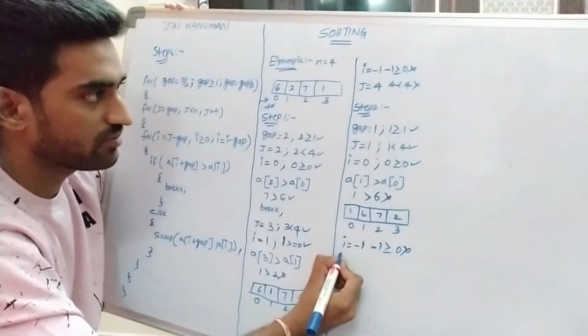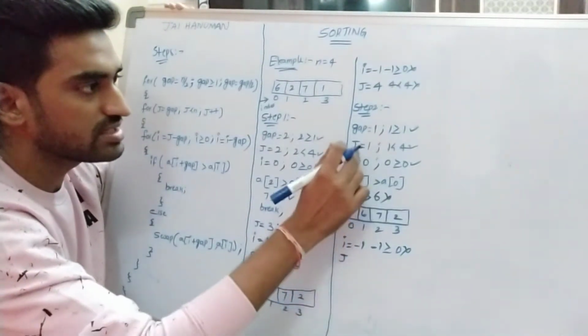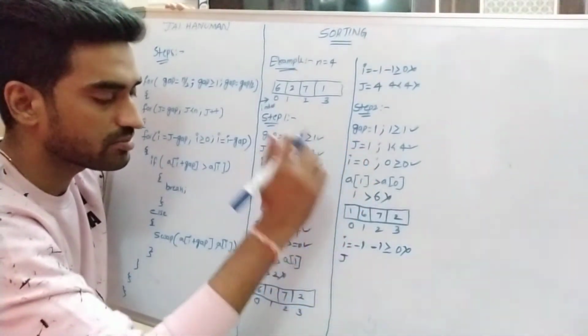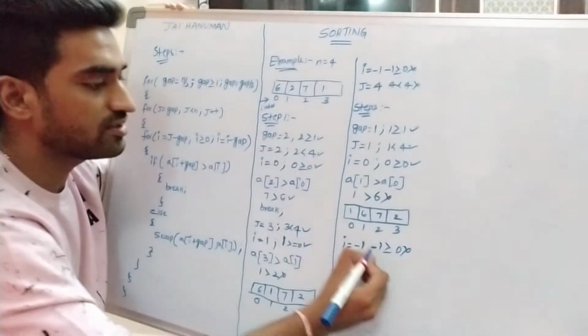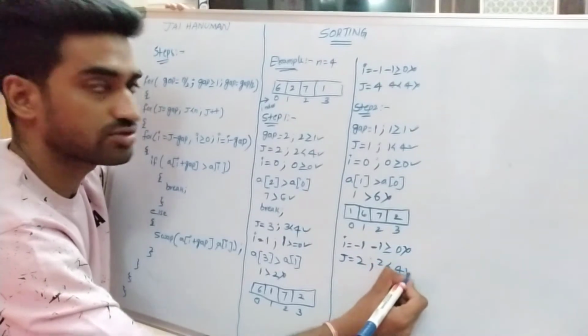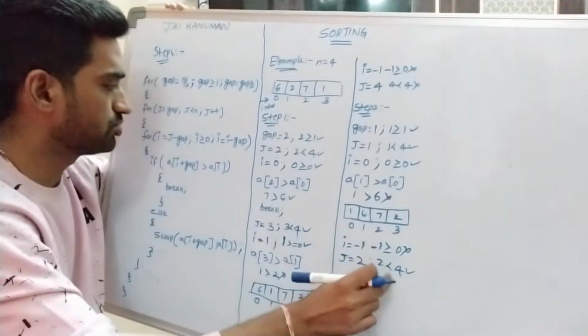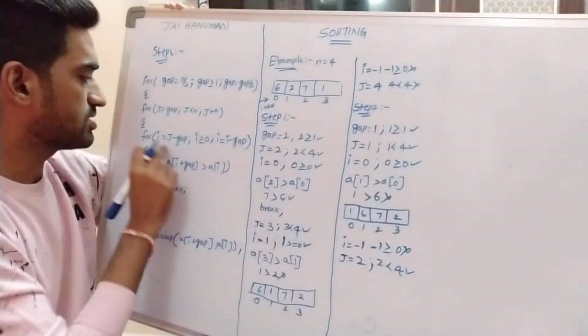J is incremented by 1. What is the J value? J is previously 1, incremented by 1, so J is 2. 2 less than 4. Condition is true. Then we process these steps.